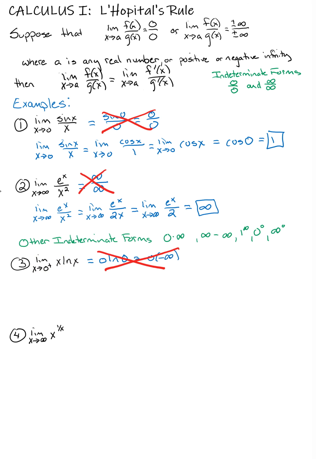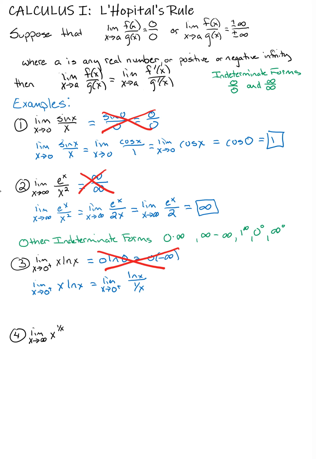What can we do? Well, let's begin by rewriting that function. Instead of x times the natural log of x, I'm going to write this as the natural log of x divided by 1 over x. Look at that. Rather than multiplying by x, I'm dividing by 1 over x. We know that if we divide, it's the same as multiplying by the reciprocal, but it turns out that if you're multiplying, it's the same as dividing by the reciprocal as well.